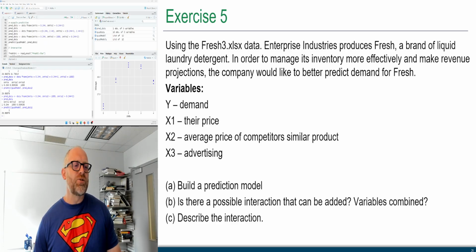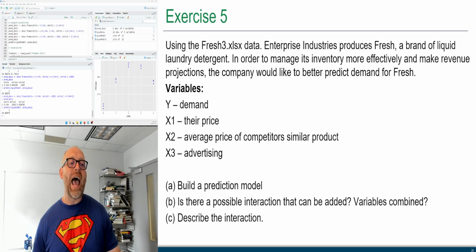So Enterprise Industries, that's the name of the company, I know, great name, produces Fresh, a brand of liquid laundry detergent. Now, in order to manage its inventory more effectively and make revenue projections, the company would like to better predict the demand for Fresh. So I have, by default, 3 variables here, 3 independent variables, and I have the response, which is the demand. So that's our Y. So X1 represents their price. So that's the price of Fresh.